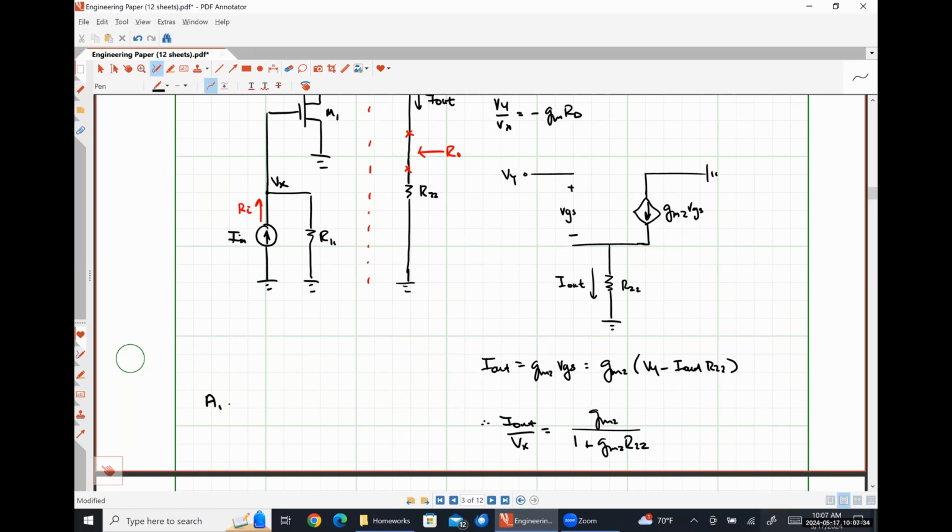Putting things together, our open loop gain is just going to be, sorry, this should have been a GM1 over here. We are going to have negative GM1, GM2, RD, R11, all over 1 plus GM2 R22.